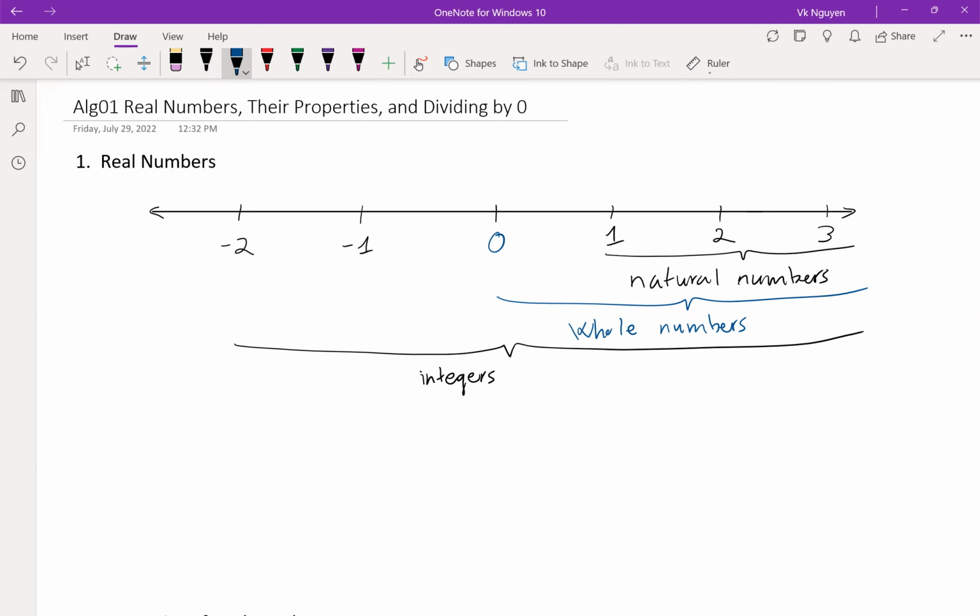Notice that there exist numbers between 0 and 1, such as 1/2, and there are numbers between 0 and 1/2, such as 1/4. We call fractions and integers rational numbers. Rational numbers are the set of integers and fractions.